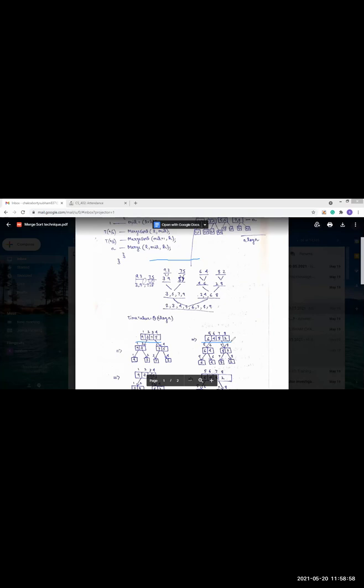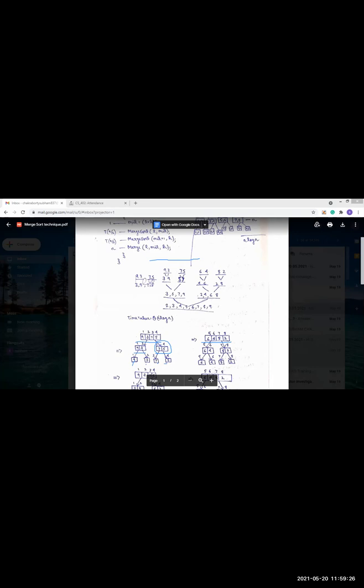Then we will again divide that. It will be low to mid, and this will be mid plus 1 to high. So this part we will divide again. And you can see after that we will again divide, and after dividing again, only single elements are present.